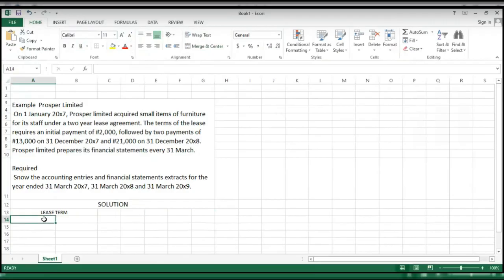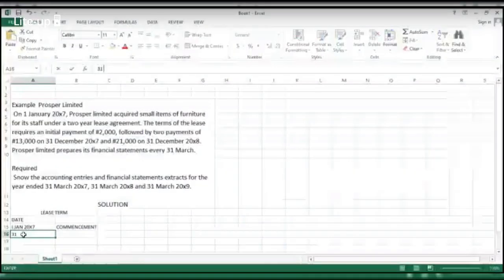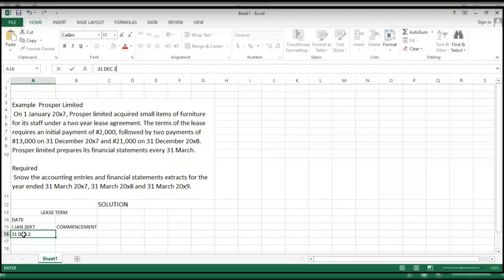And how are we going to be allocating the 2 years? Dates. It begins on 1st January 20x7. That's the date the lease term begins, the commencement. And on 31 December 20x8, it will end. So it's a 2-year lease arrangement.